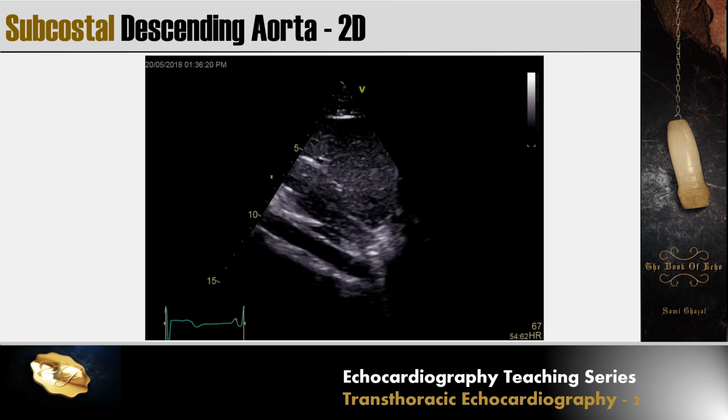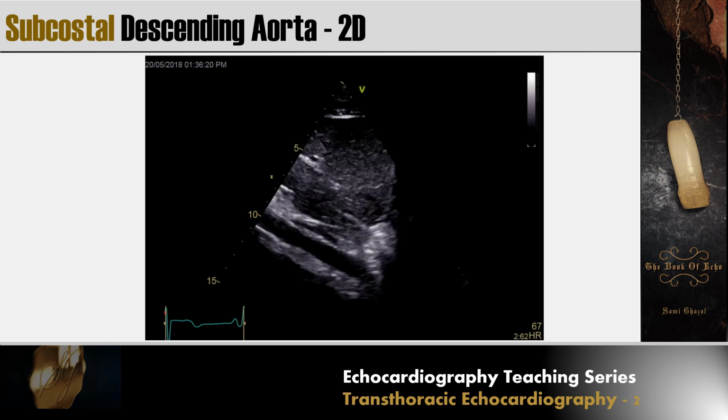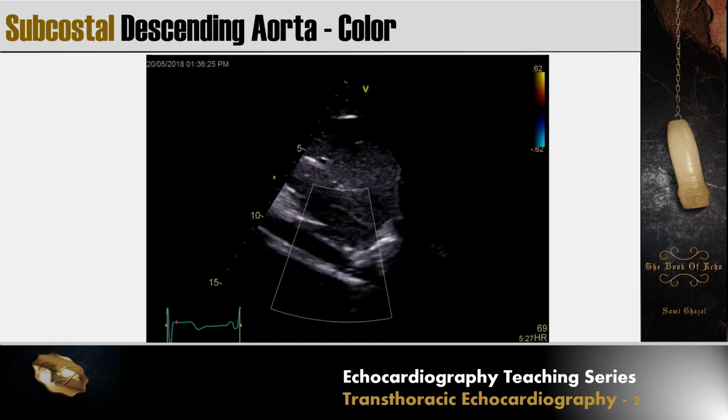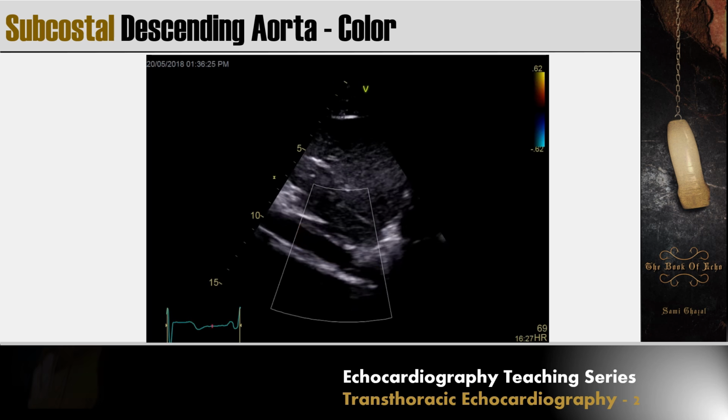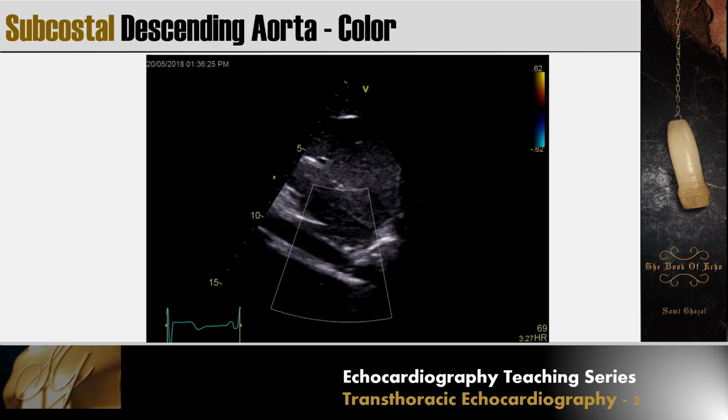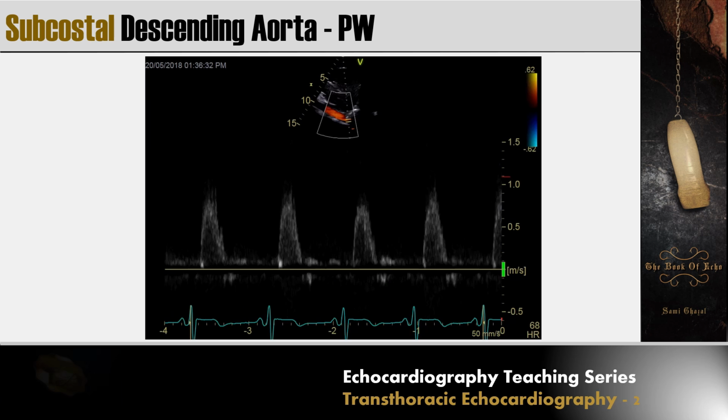After that, move to the descending aorta and acquire it in 2D. A single beat is enough. Acquire a color Doppler of the descending aorta. Also, sample this flow of the descending aorta by pulse wave Doppler.